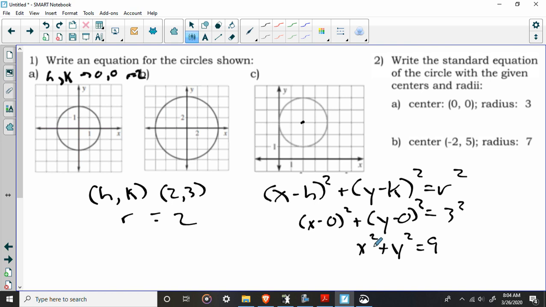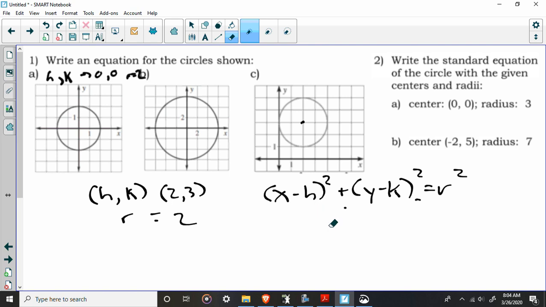So again, like I said, when you see these by themselves, it just means your circle is centered at the origin. A lot of times we're going to try and center the circle at the origin because it makes it more useful for the things we're going to apply this to.